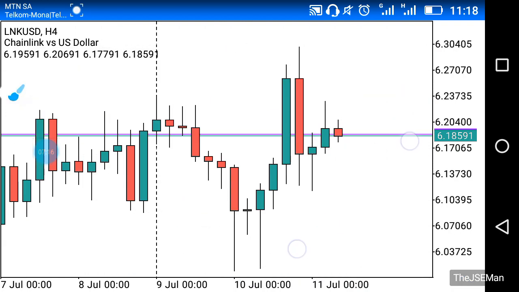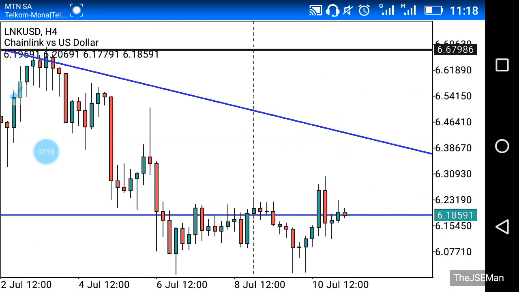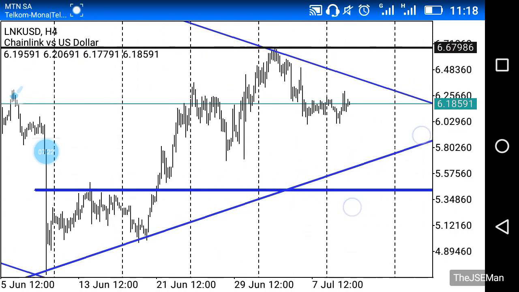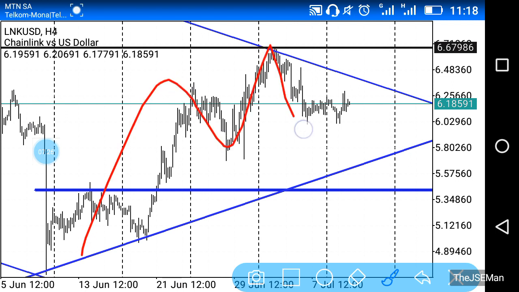But in as far as buying or selling opportunities for that matter, at this point I don't see any actual opportunities, but my bias, as I said, guys, is for price to complete the structure, which is a head and shoulders pattern.